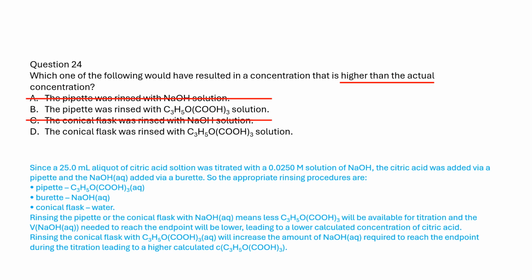Rinsing the pipette with citric acid is correct and does not change the concentration of citric acid, so B is eliminated. Rinsing the conical flask with citric acid will increase the amount of sodium hydroxide required to reach the endpoint during the titration, leading to a higher calculated concentration of citric acid. So, D is correct.